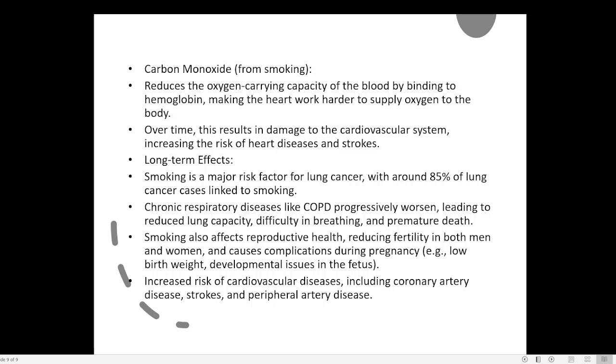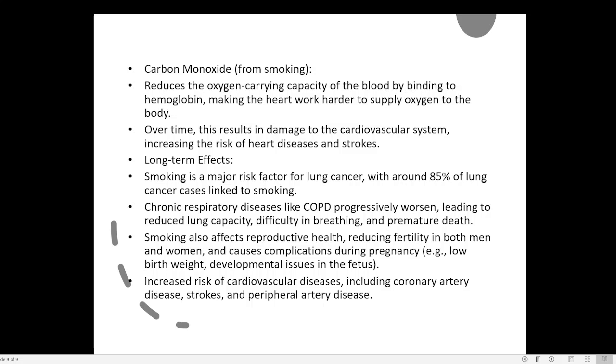Then long-term effects. So how can smoking lead to major complications? Smoking is a major risk factor for lung cancer, with around 85% of lung cancer linked to smoking. So from that statistic you can see that lung cancer is quite rare in non-smokers. Only in people who are smoking can lung cancer develop, because of the presence of this tar and nicotine. Mainly tar is responsible for the development of lung cancer.